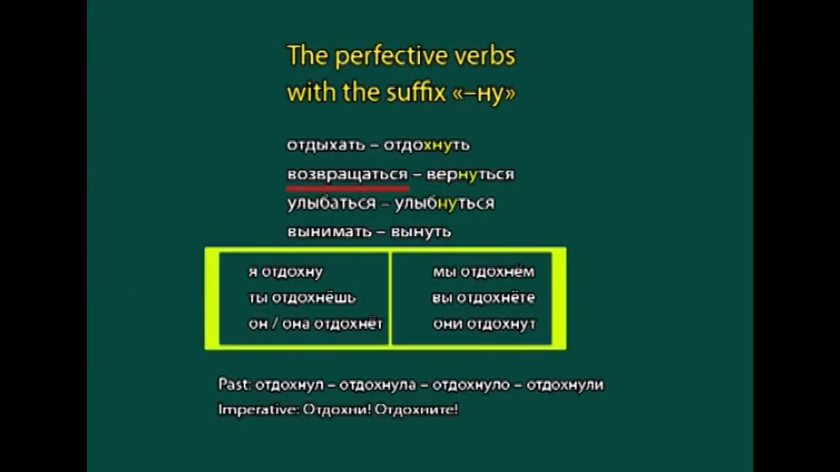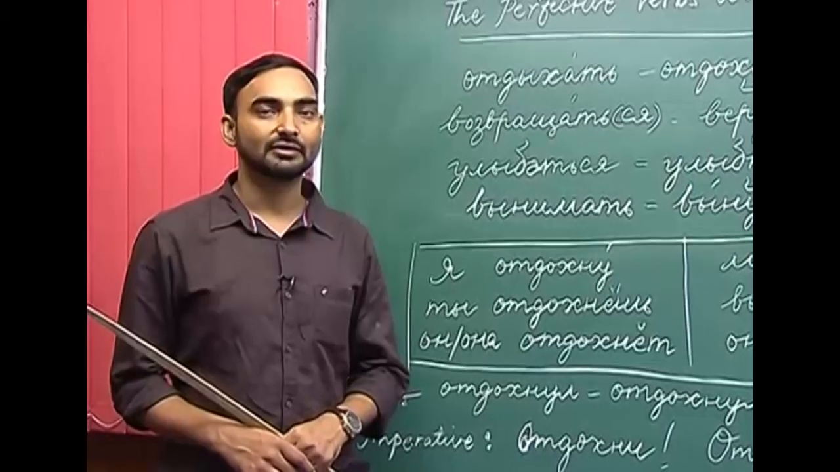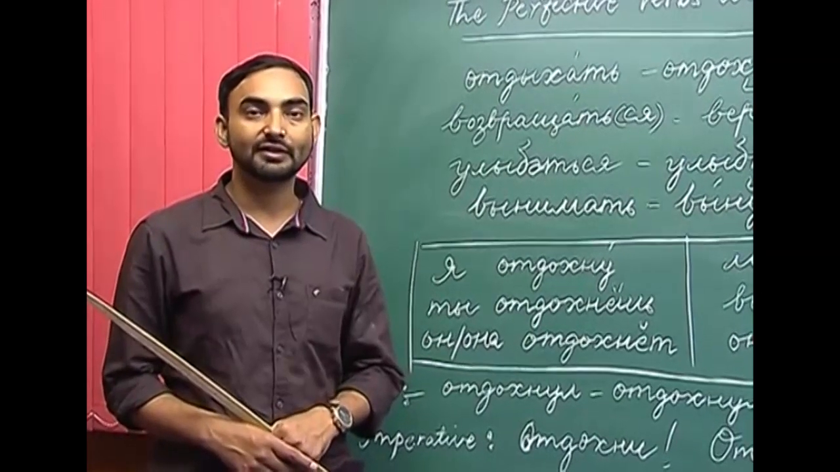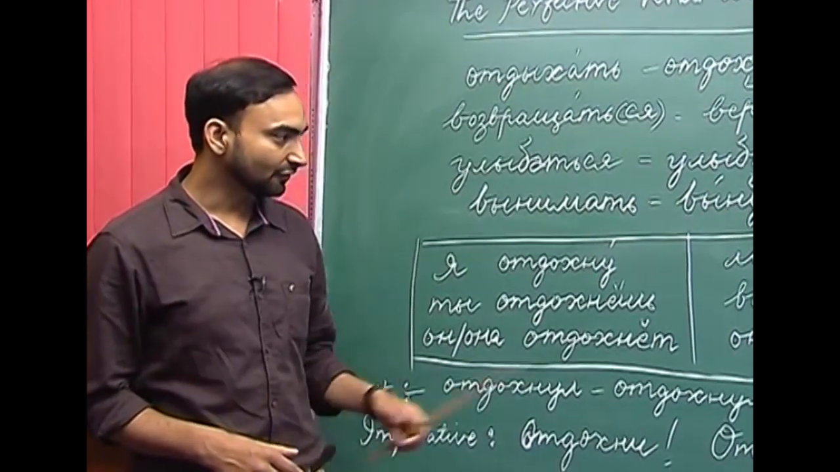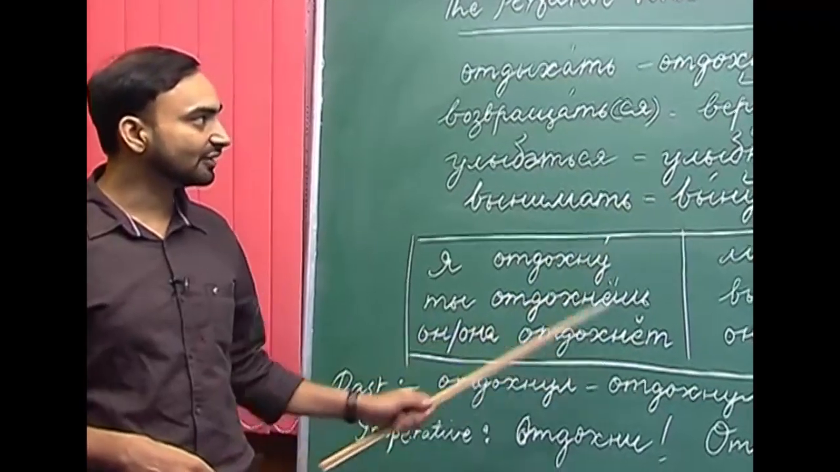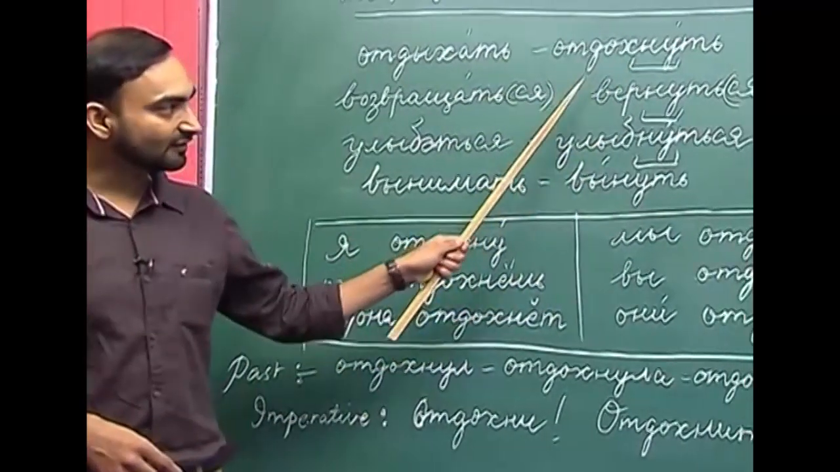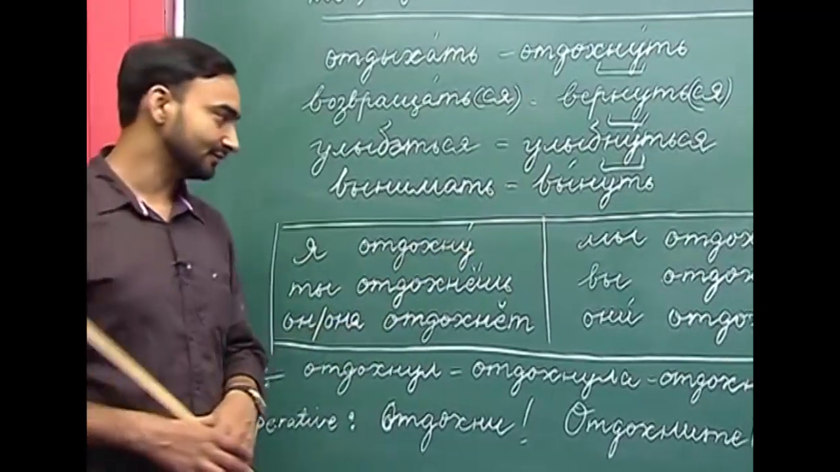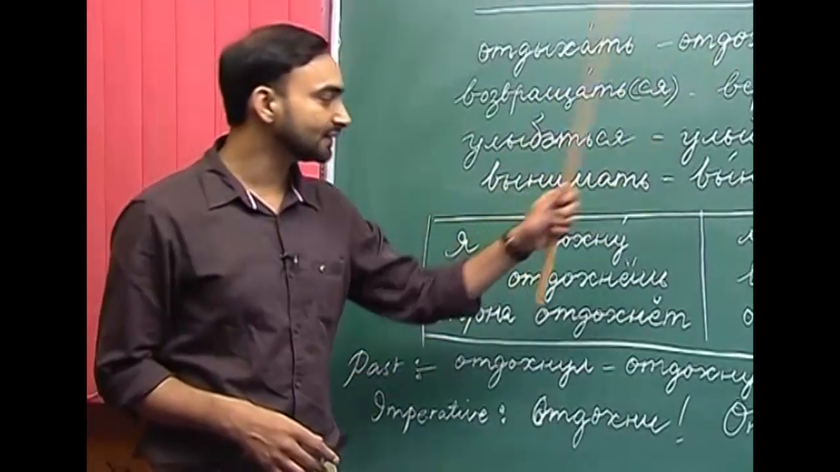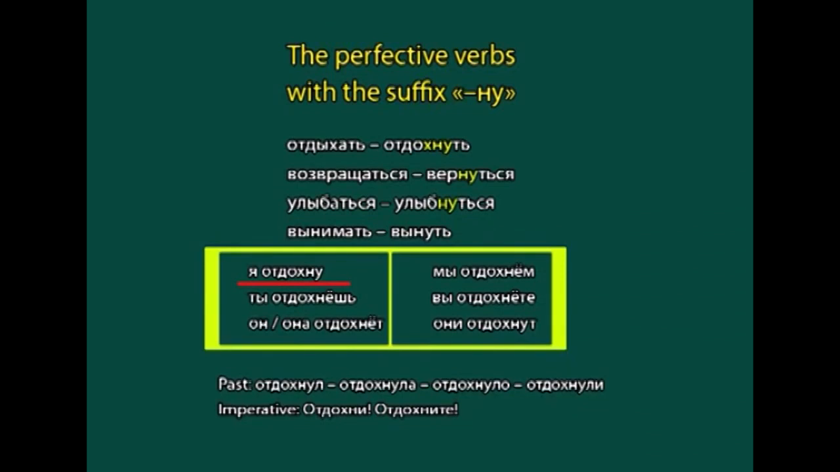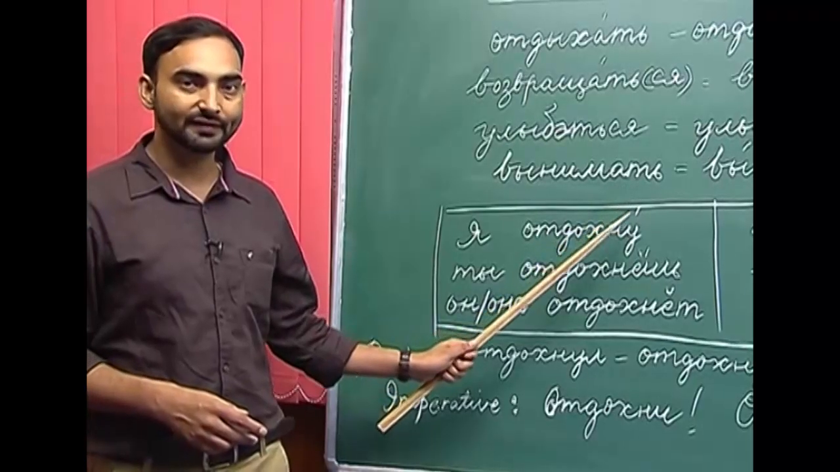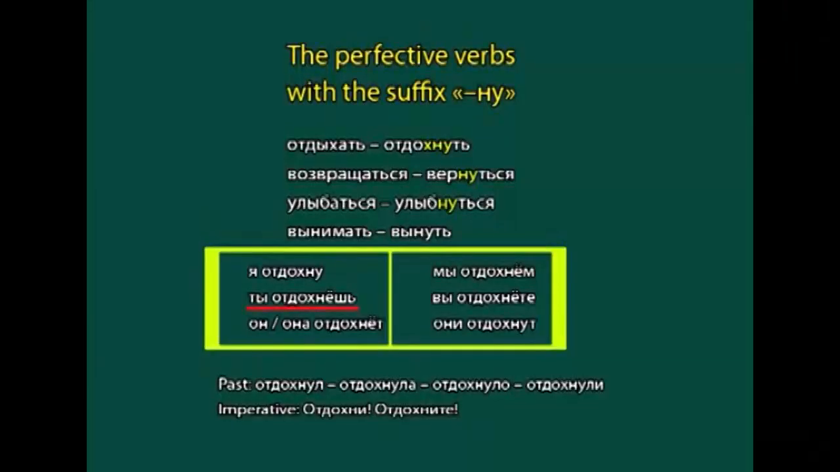So, now the question comes: how do we conjugate the perfective aspects of the verbs with the suffix nu? For this purpose, I have written the conjugation of otdokhnut', and the rest of the verbs will have similar conjugations. So, how do we conjugate it? Ya otdokhnu, and the stress is on u, which is the ending.